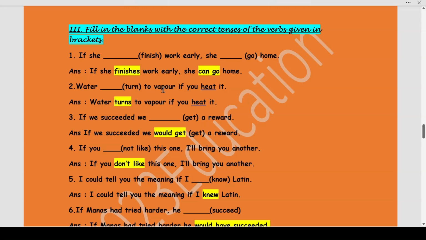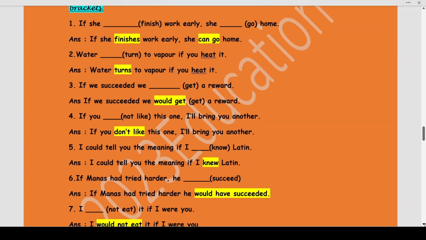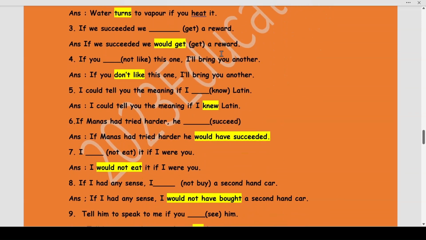Water turn to vapor if you heat it. Water turns to vapor if you heat it. If we succeeded, we dash get a reward. If we succeeded, we would get a reward.